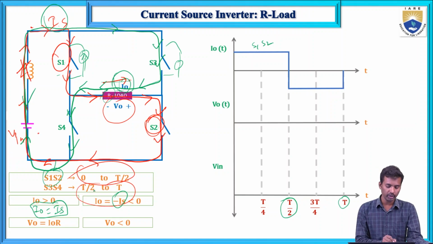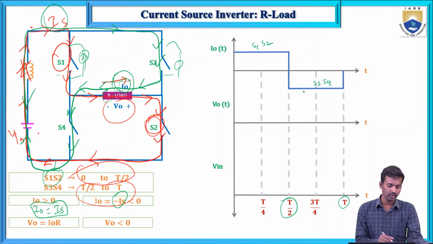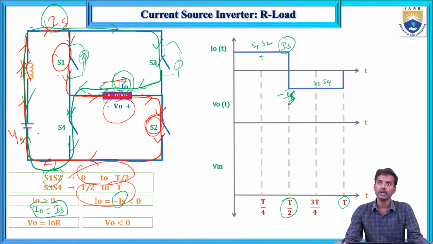From 0 to T/2, the S1 and S2 switches will conduct. Next, from T/2 to T, the S3 and S4 switches will conduct. So why is it positive, and why is it negative? Here I0 equals IS, so plus IS, in the direction of I0. But in case of S3 and S4, the IS direction is opposite, so minus I0, so minus IS.